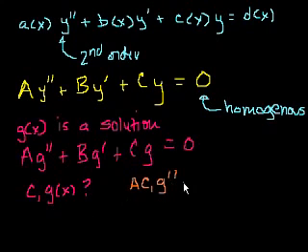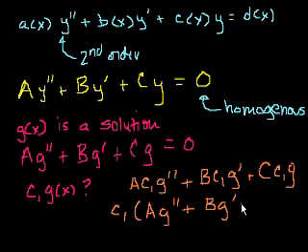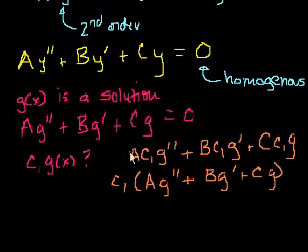g prime prime plus the same thing for the first derivative, b times c1 g prime, plus c times, and this c is different than the c1, times g. And let's see whether this is equal to 0. So we could factor out that c1 constant, and we get c1 times a g prime prime plus b g prime plus cg. And lo and behold, because we know that g of x is a solution, we know that this is true. So this is going to be equal to 0, right?